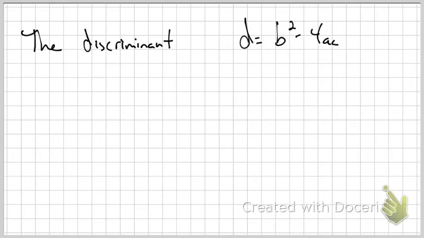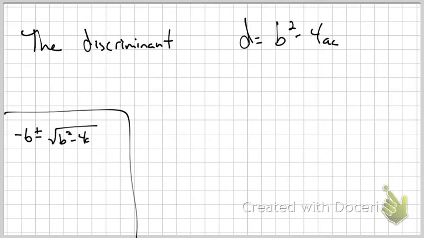Let me show you where this comes from. Don't write this part down. I'm writing this little box over here. It comes from the quadratic formula. The quadratic formula, you can plug any quadratic function into, and it tells you the zeros or the roots. Okay? And it is negative b plus or minus the square root of b squared minus 4ac over 2a. This is the quadratic formula.